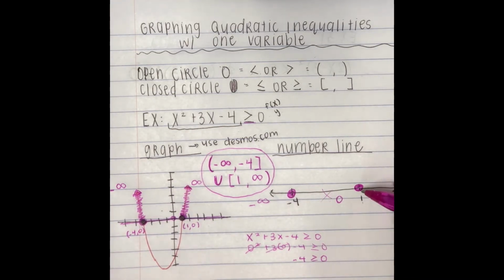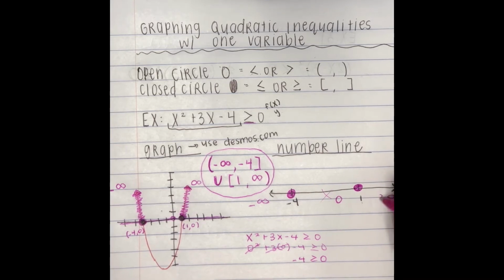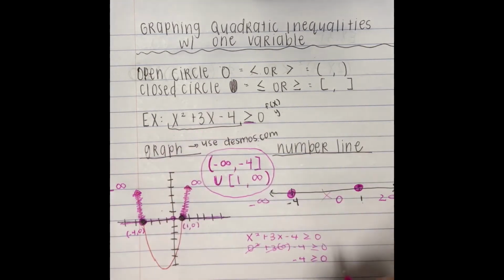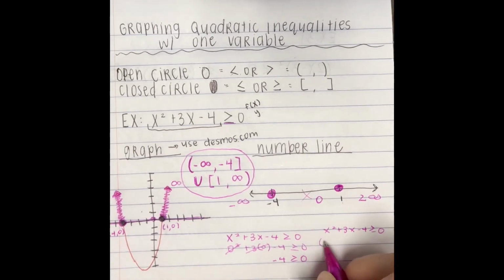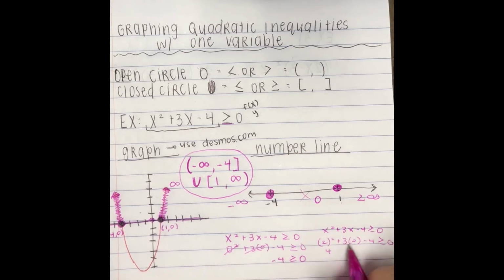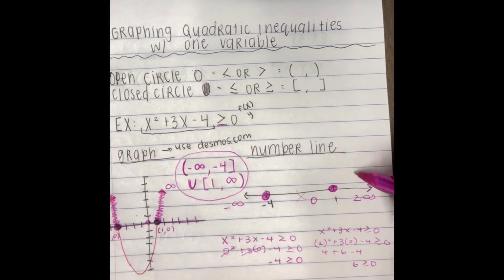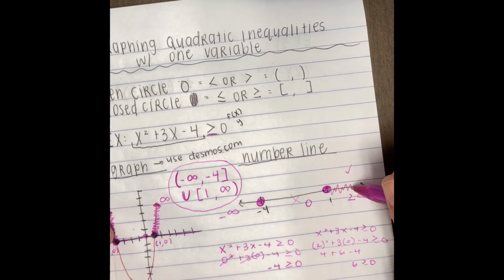Okay, let's pick a number greater than 1. Let's just say we picked 2. 2 is a number greater than 1. So we're going to plug in a 2 here. Let's see. Yeah, y'all can still see that. So I would have 2 squared plus 3 times 2 minus 4 is greater than or equal to 0. 2 squared is 4. 3 times 2 is 6. So 4 plus 6 is 10, minus 4 is 6. Is 6 greater than or equal to 0? Yes, so we would shade this, okay?